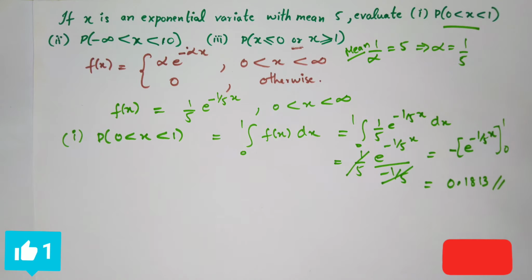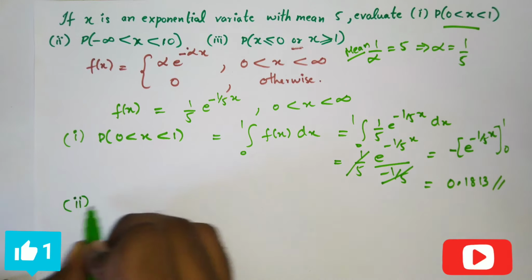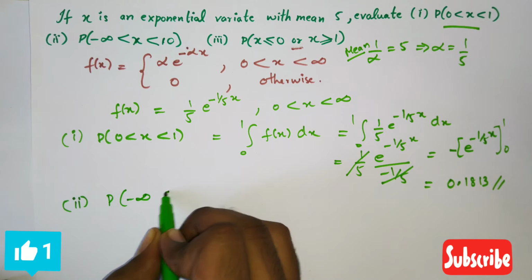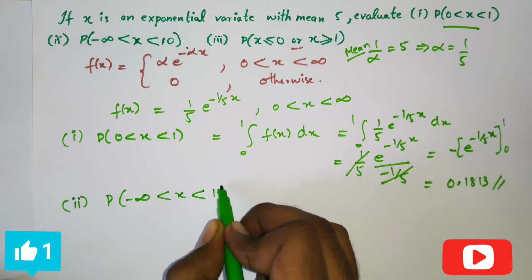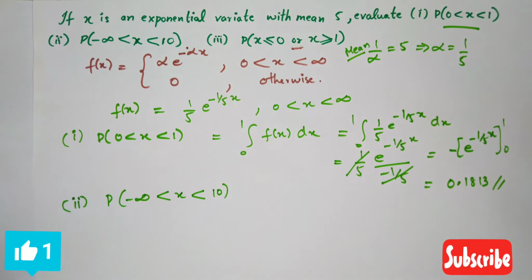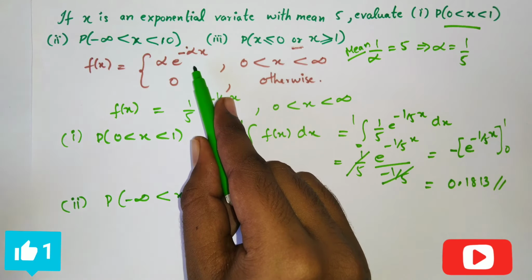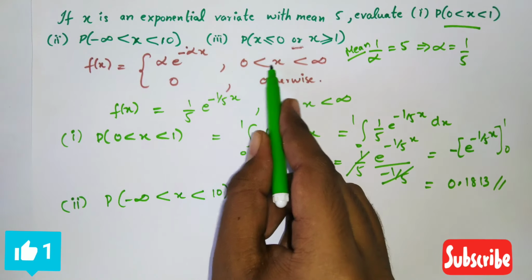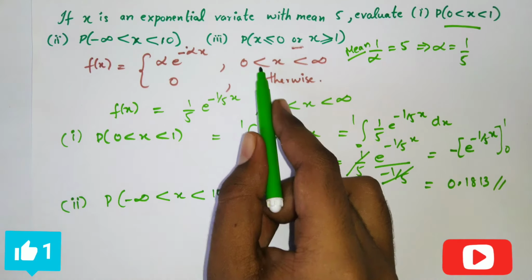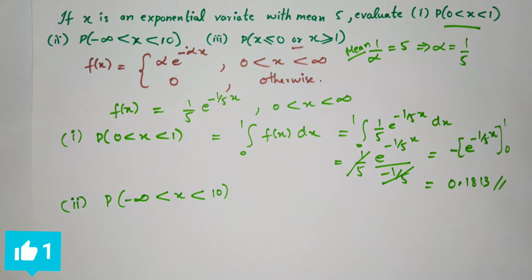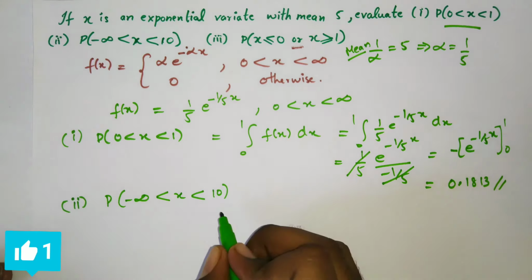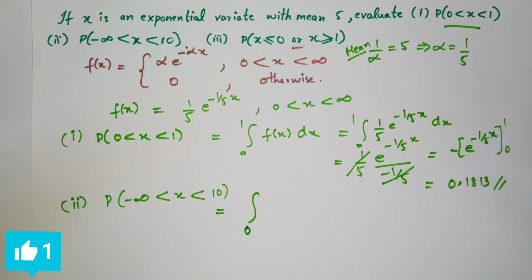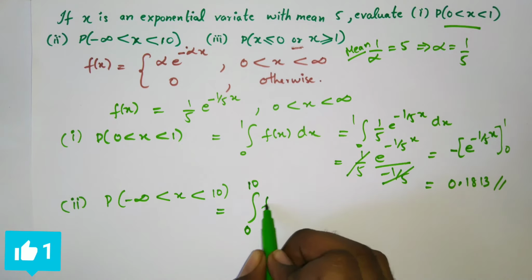Let us move further to calculate the second part of the question, that is P(x lies between −∞ and 10). Remember always the function f(x) is applicable, or valid, when x lies between 0 and infinity. Below that it is not applicable. So the lower limit will always start from 0 itself, to 10, of f(x) dx.